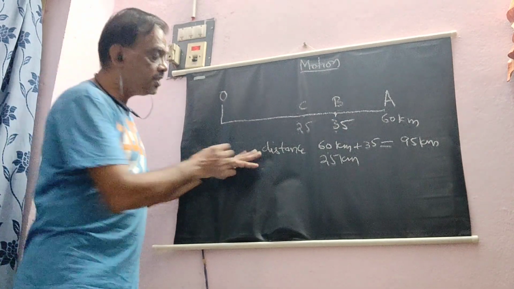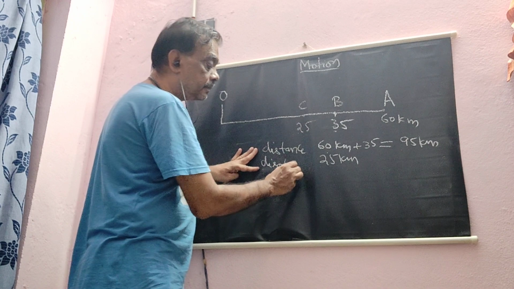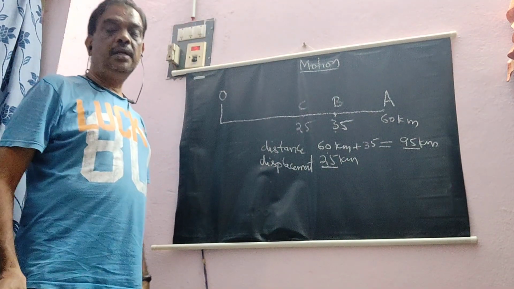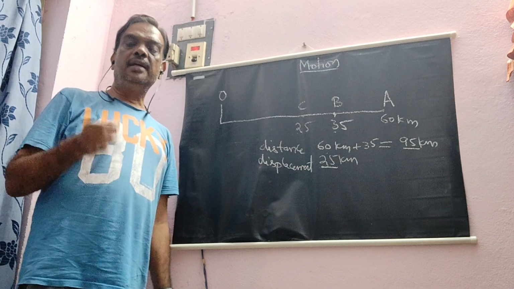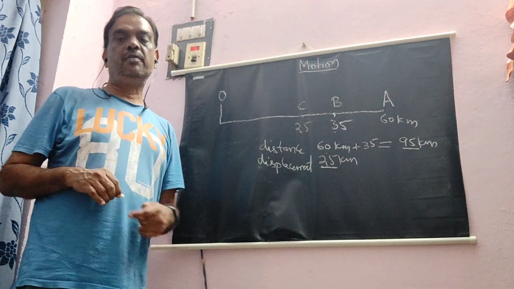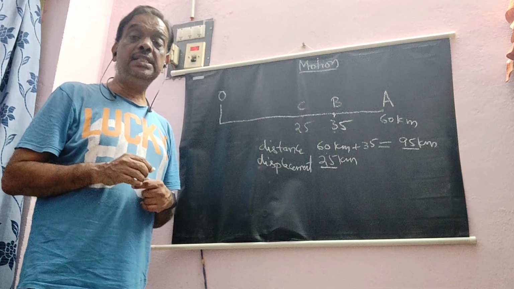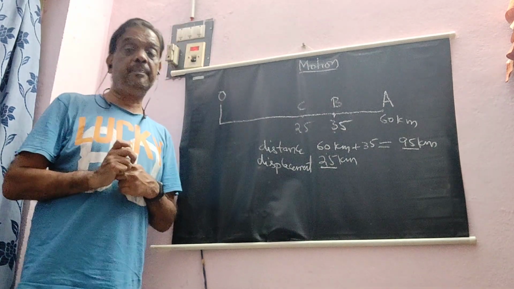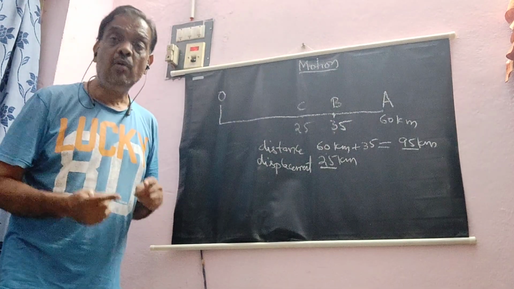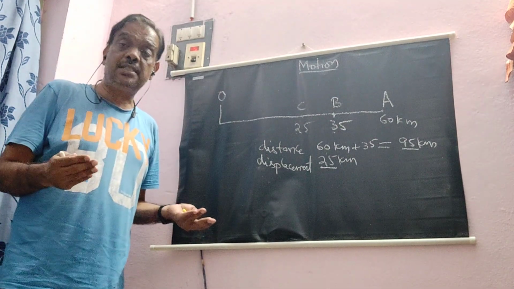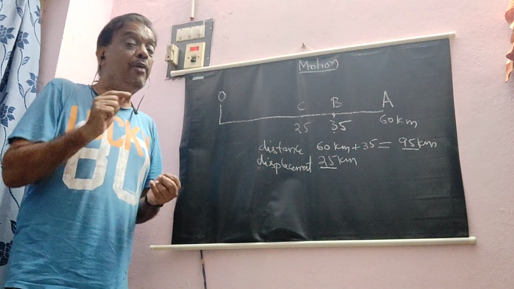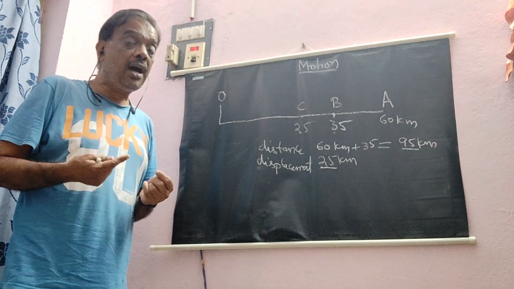You can see from here, this is displacement, children. You can see distance is 95 kilometers, displacement is 25 kilometers. Distance is always greater than displacement. For a moving object, distance is always greater than displacement. In only one condition, distance and displacement are equal. What is that? When the magnitude of distance and displacement are equal. I am talking about magnitude. Displacement has both magnitude and direction.